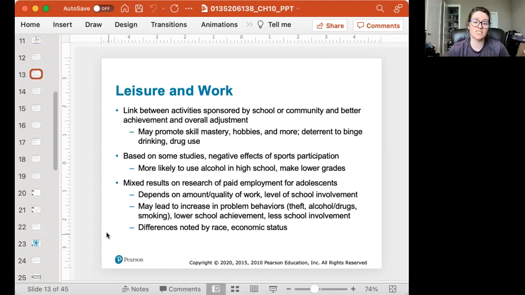more use of alcohol in high school and making lower grades. And there's mixed results on research of paid employment for adolescents. It depends on the amount and quality of work and the level of school involvement. It may lead to an increase in problem behaviors like theft, alcohol, drugs, and smoking, lower school achievement, and less school involvement. Differences are noted by race and economic status.